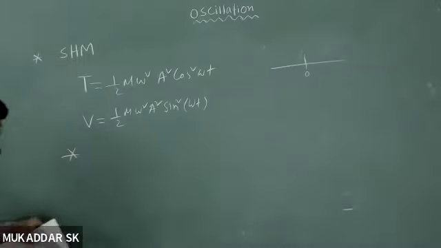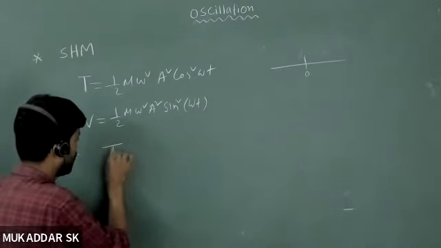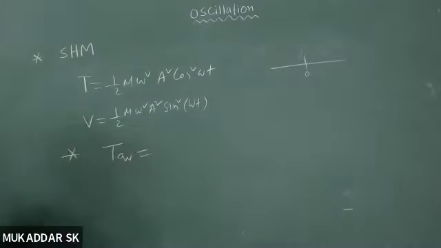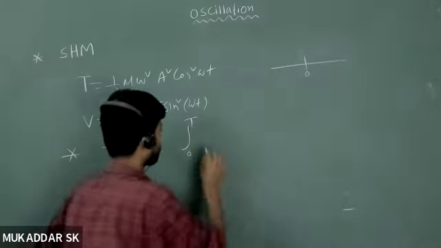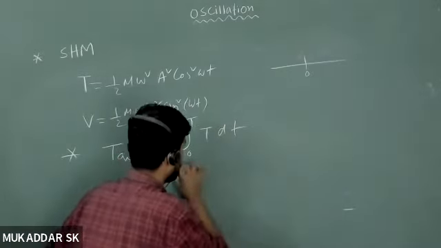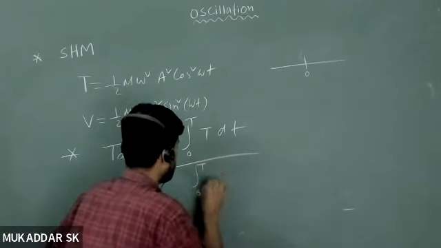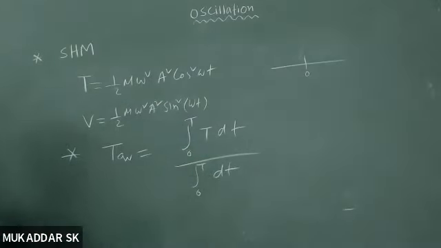What I'm trying to say, the time average of your kinetic energy, so T average. So the average kinetic energy for a complete cycle will be, how will you write this? Integral from 0 to capital T of T dt, and you have 0 to T dt. Because you know that at different times your kinetic energy is different, since it's a function of time, I'm calculating the average value of kinetic energy for one complete cycle.